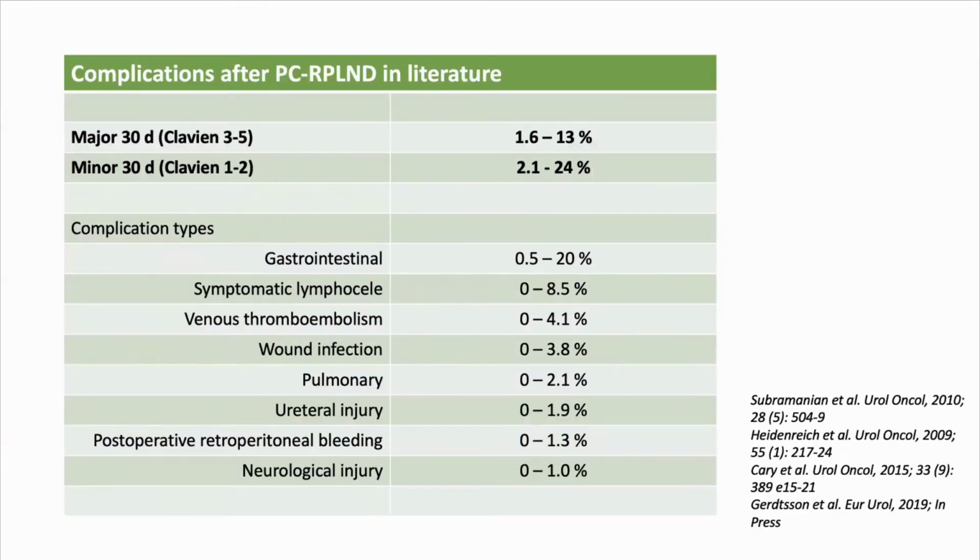When we look at complication types, we see that the most common complication type is gastrointestinal, with paralytic ileus being the most common of them all. The second and third most common complications are symptomatic lymphocele and VTE, while urinary injuries, postoperative hemorrhage, and neurological injuries are exceedingly rare.